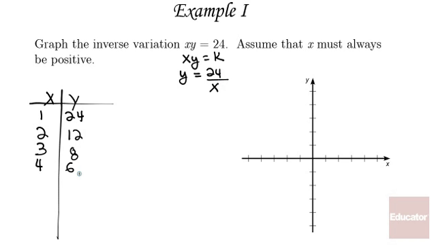5 is not a factor of 24, and I have plenty of points, so I don't actually need to get into that messy point. 24 divided by 6 is 4. 24 divided by 12 is 2. So that gives me plenty of points to go about graphing this.